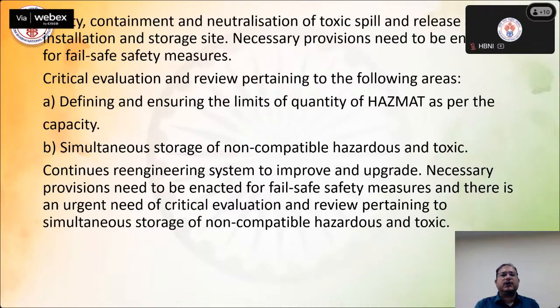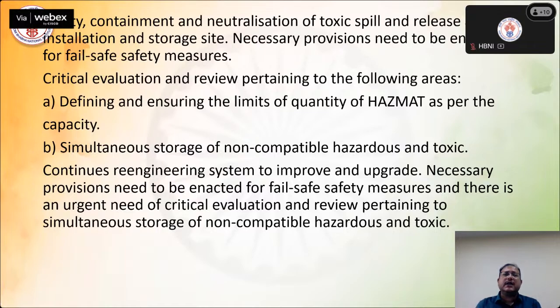Safety containment and neutralization at the installation and storage site are also required. Necessary provisions need to be instituted for fail-safe safety measures. Critical evaluation and review pertaining to the following areas: first, defining and ensuring the limits of quantity of hazmat as per capacity; second, simultaneous storage of non-compatible hazardous and toxic chemicals. Again, it is a big concern that we have to focus on the material or the quantity which we are going to use, and how we store non-compatible chemicals. There are SOPs, but what happened?